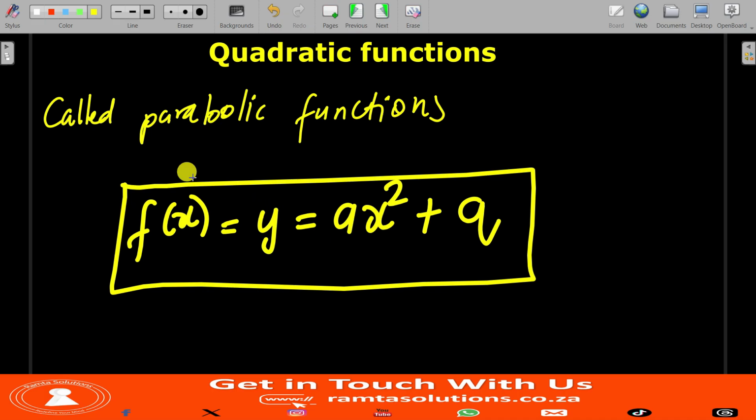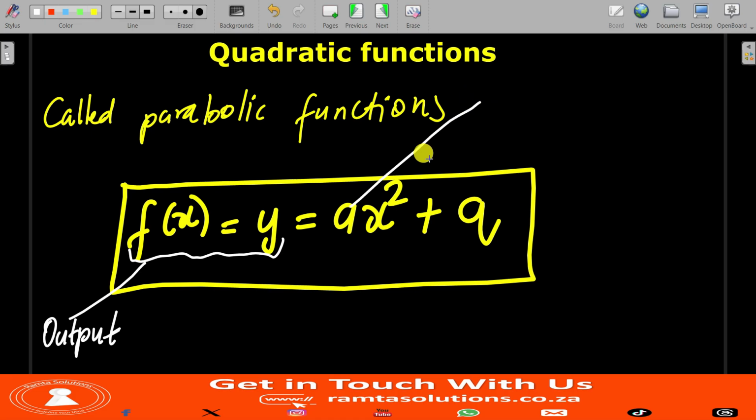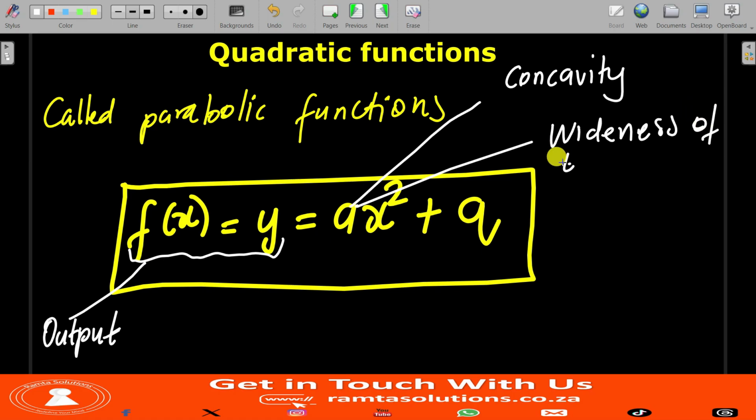So what does all this mean? This f of x or y is the output, which is the function. It is the output which is governed by this equation. And what is this a? This a here has so many purposes. One of them is concavity, and another one is the wideness of the curve. And what is this x? It is the input.